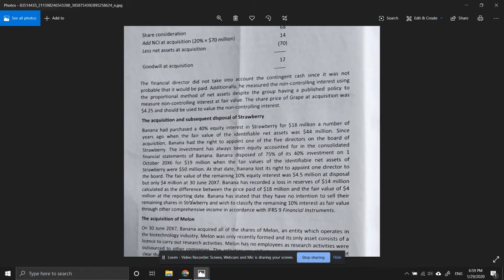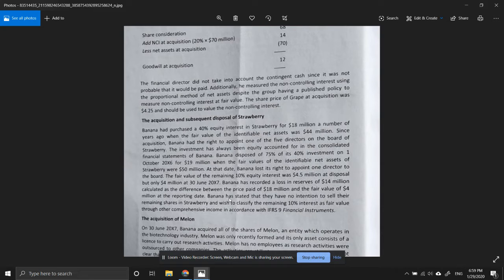Why did they do that? Loss of 14 million. Banana has stated that this should be wrong, I guess. So 14 million, that's not possible. That's not how you account for it.